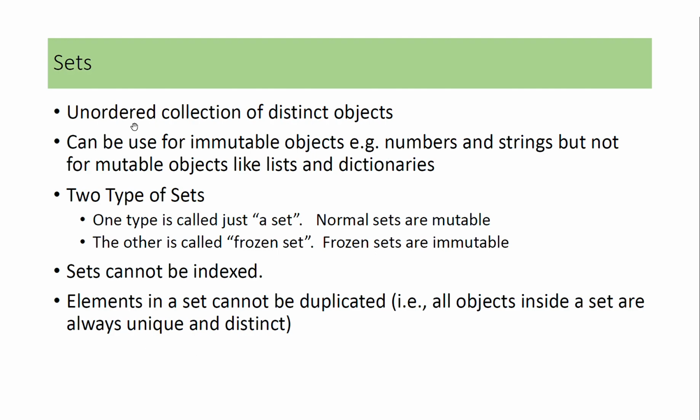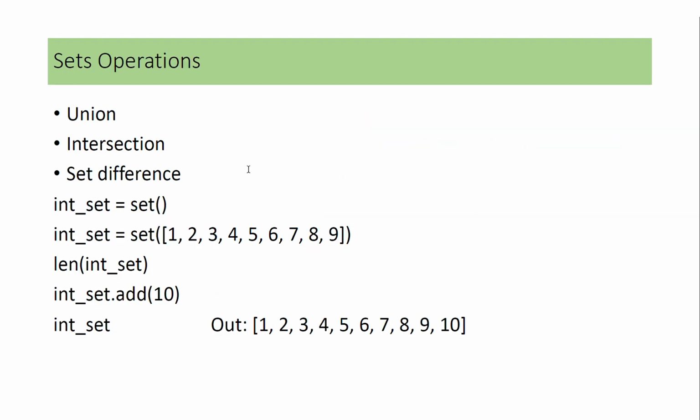All objects inside a set are always unique and distinct. So a set is an unordered collection of distinct objects. Yeah, it can be used for immutable objects, that means you cannot change them. Set operations include union, intersection, and set difference.